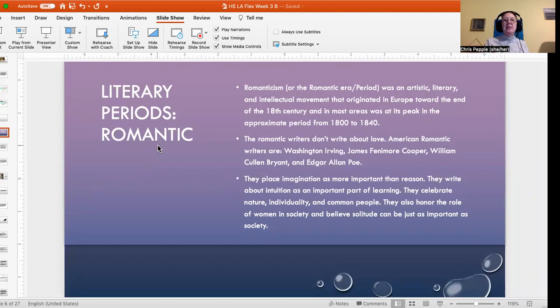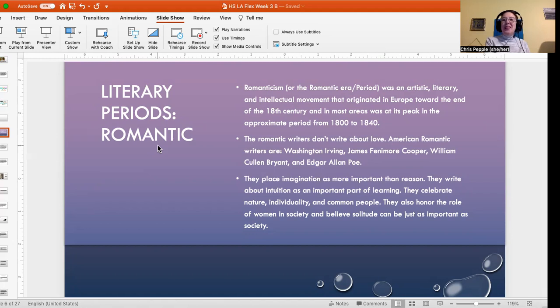So we have the Romantic period. It's an artistic, literary, and intellectual movement originated in Europe toward the end of the 18th century. And it was really at its peak from 1800 to 1840. It's funny because of the title of it, a lot of people think, oh, romance books. No, they're not writing about love. The American romantic writers are Washington Irving, James Fenimore Cooper, William Cullen Bryant, and Edgar Allan Poe.